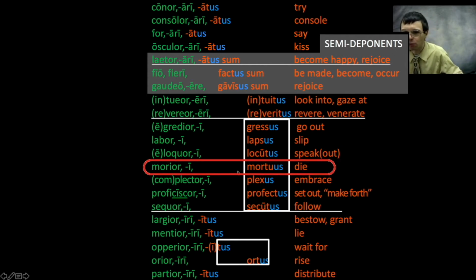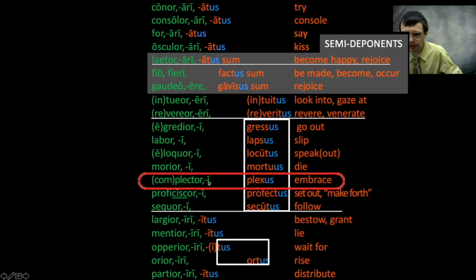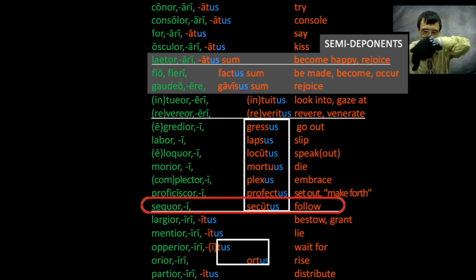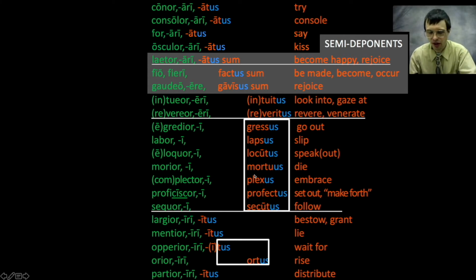Morior, mori, mortuus, having died. Complector, complecti, complexus, having embraced. Proficiscor, proficisci, profectus, having set out, made forth, taken off, if it were a bird. Sequor, sequi, secutus, having followed. Can you think of three consecutive numbers? Okay, so those are the hard ones.